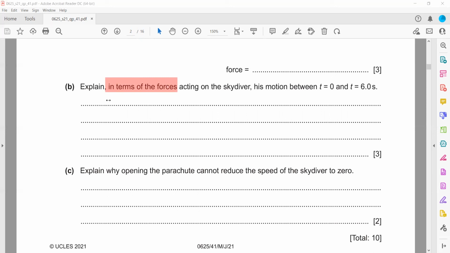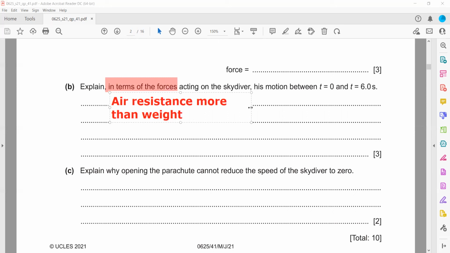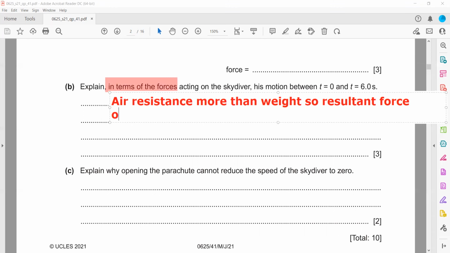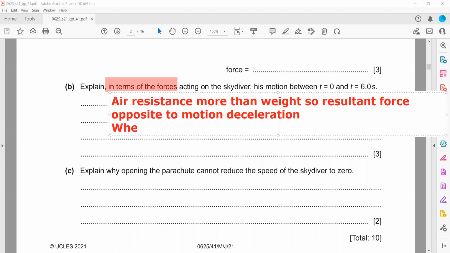So first, air resistance is more than the weight. So there is a resultant force opposite to the direction of the motion. The parachutist will decelerate, or speed decreases. So when speed decreases, the air resistance will also decrease.